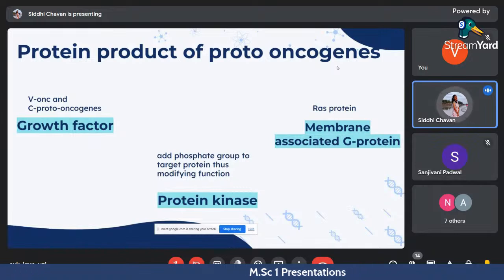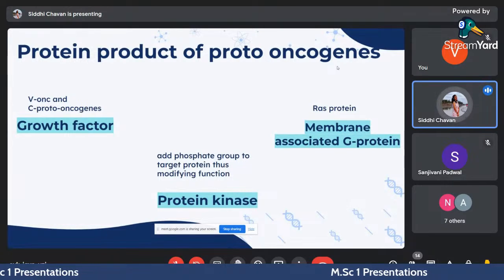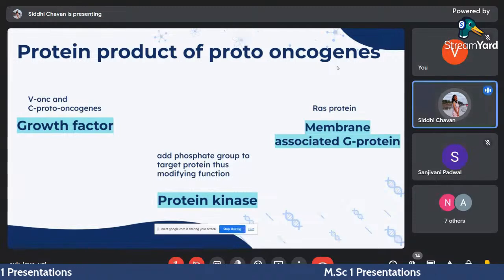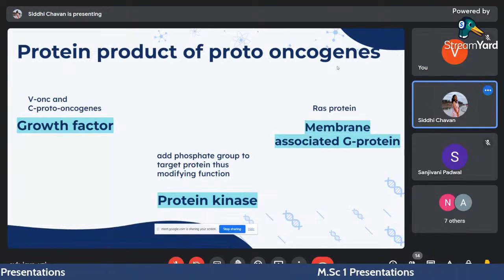Well, the examples of growth factors are V-onc and C proto-oncogenes, which alter the growth factor level. Then the protein kinase is an enzyme which adds a phosphate group to the target protein and modifies its functions. And the example for membrane associated G protein is the well-known RAS protein.